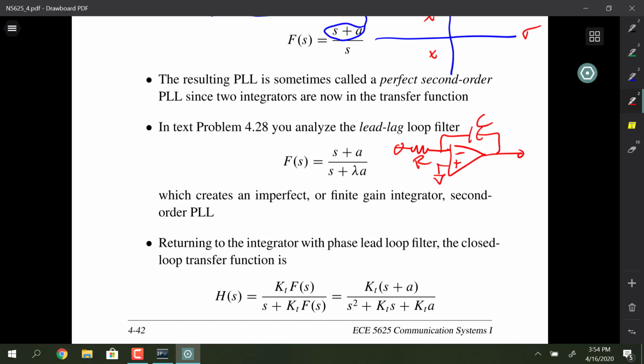Okay. In LTspice, if it was a perfect op amp, it was still okay, but if it wasn't a perfect op amp, what did the output do over time?